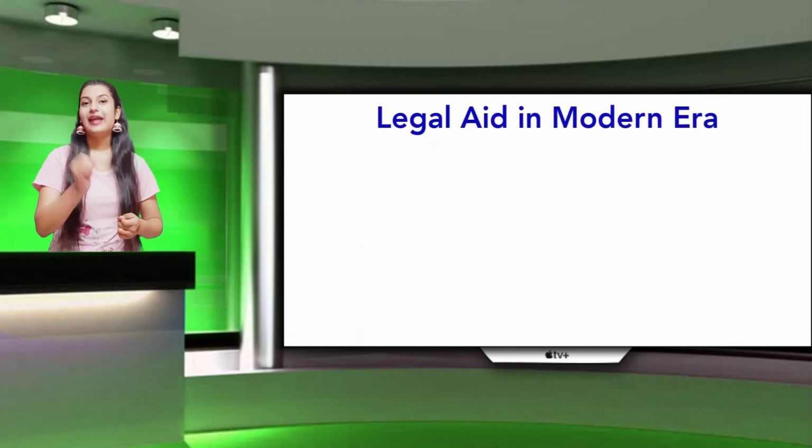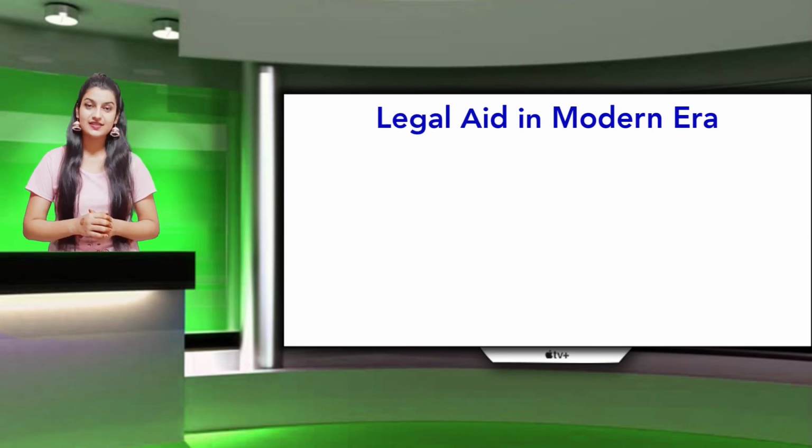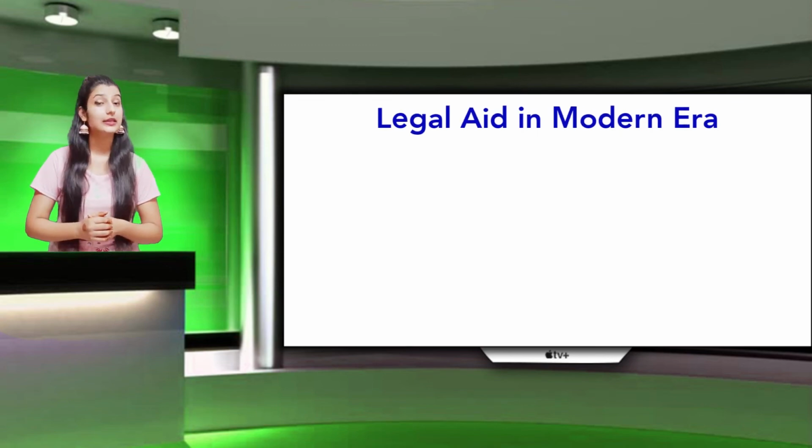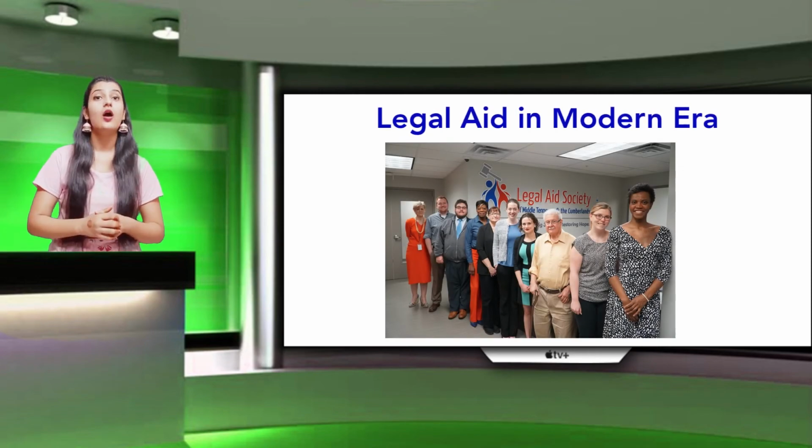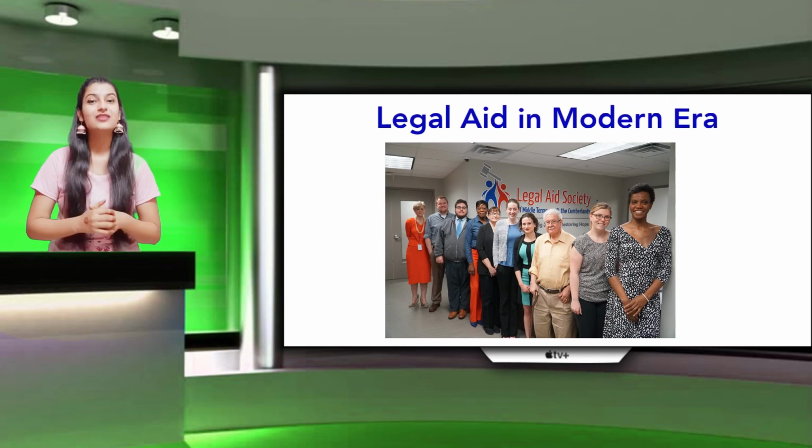Now the modern era. The civil legal assistance for poor people in the United States began in New York City in 1876 with the founding of the Legal Aid Society of New York. The legal aid movement caught on in urban areas. By 1965, virtually every major city had some kind of program.